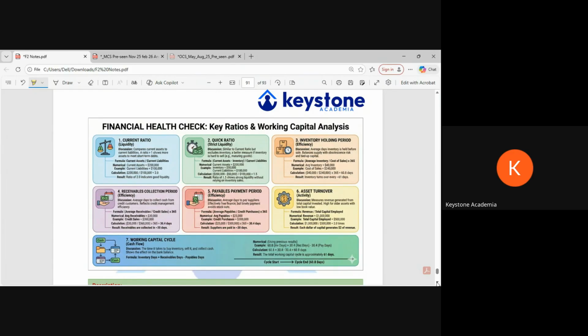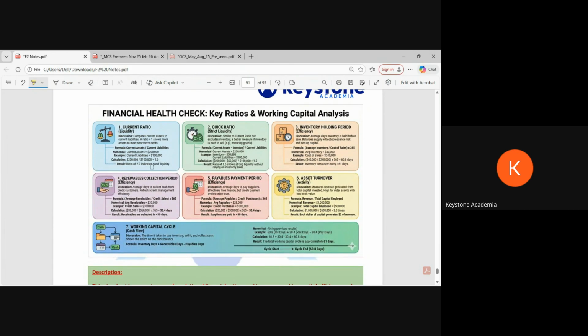Financial health check, like key ratios. The current ratio can help us with liquidity. Quick ratio, to see current assets minus current liabilities. Inventory holding period, receivables, payables. They have given payables, so we can check. Asset turnover also, we can understand how well we are utilizing our assets. Working capital cycle. Technically, everyone needs to know this. Even if somebody is coming from a non-finance background, for us it's core.